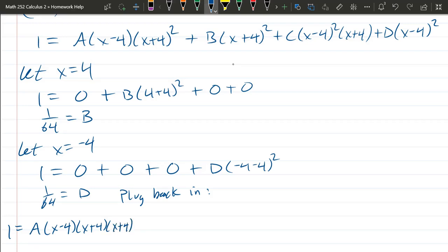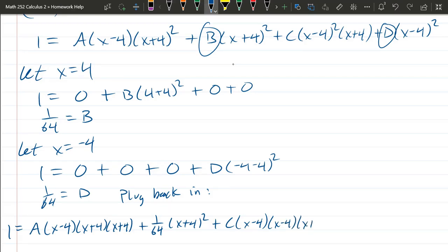I'm writing x plus 4 squared as x plus 4 times x plus 4. For b, I'm not doing any algebra. We know b and we know d. Oops, what am I doing? Plug in the value for b, which is 1/64, times x plus 4 squared plus c times x minus 4. I'm intentionally writing the squares as the thing times itself. So I just wrote x minus 4 squared. And plus d is 1/64.